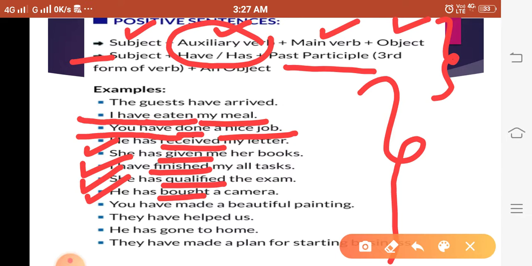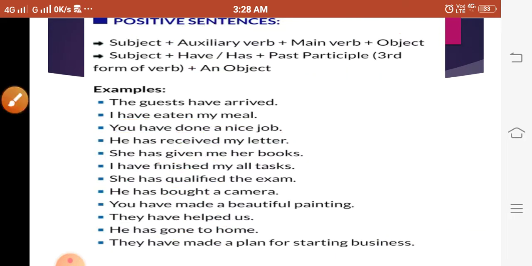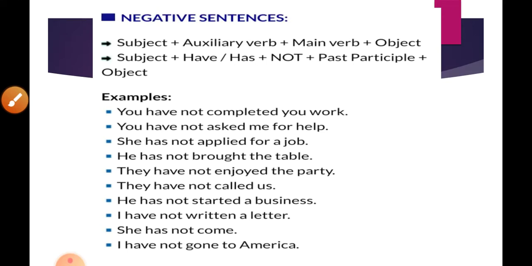You have made a beautiful painting. Made is the third form of the verb make. They have helped us. Helped is the third form of the verb help. He has gone home. Gone is the third form of the verb go. Then, they have made a plan for starting a business. Made is the third form of the verb make. Clear? Now let's see how negative sentences are formed in present perfect tense.